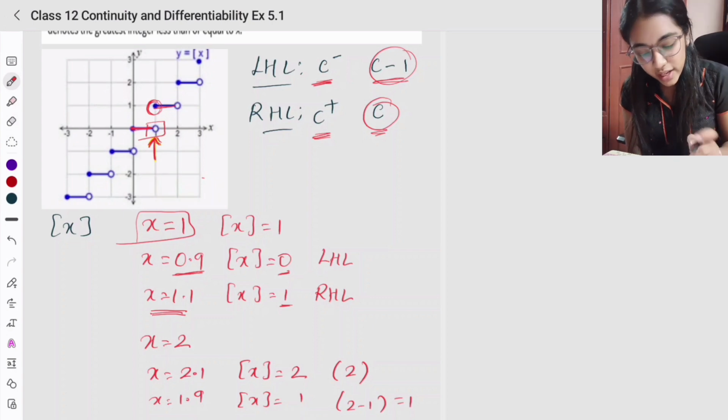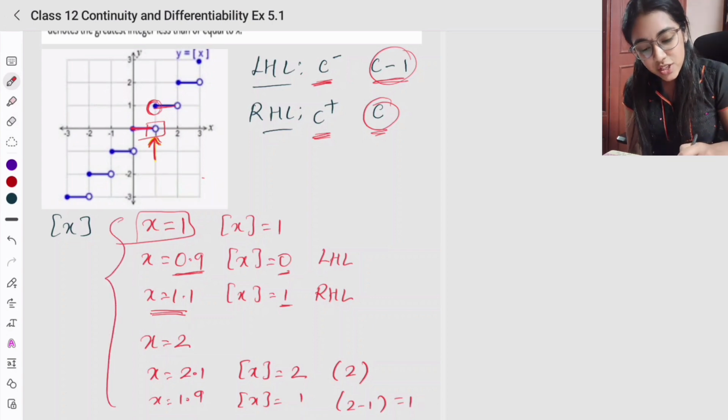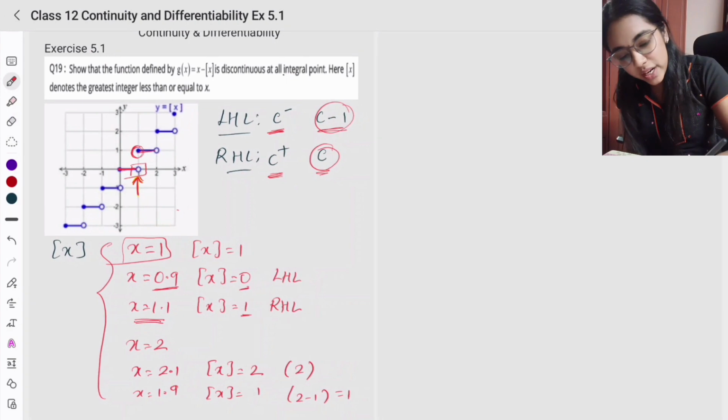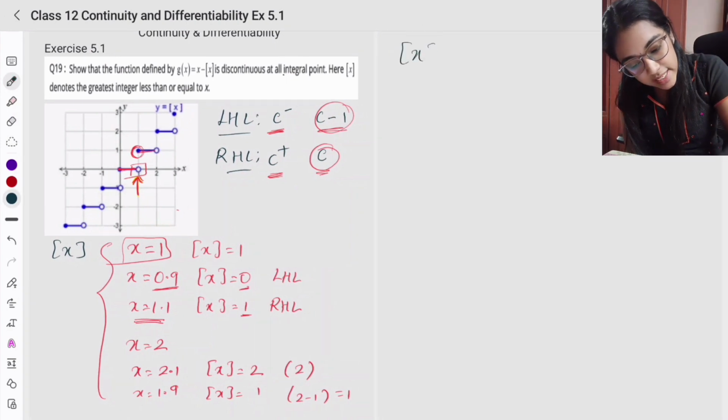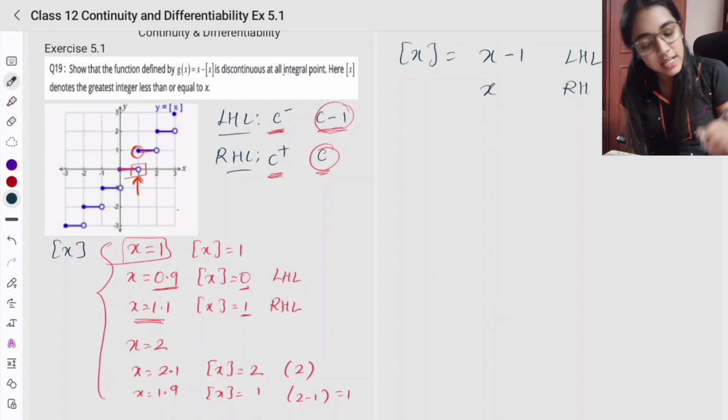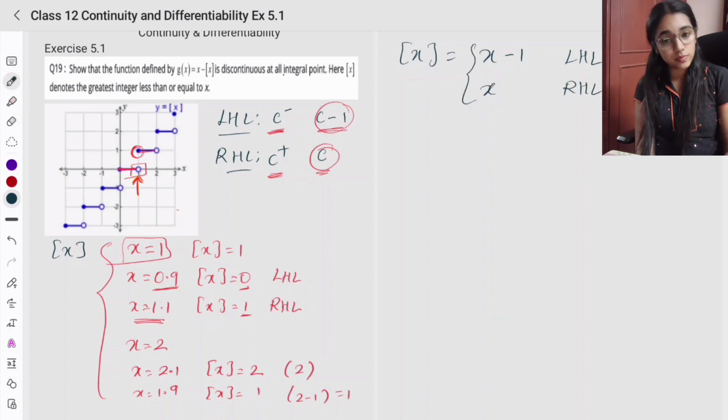This, how do you write in general? This is all written in numbers. General ah எழுதணும்னா எப்படி எழுதணும்? You'll write it as your greatest integer function is going to be simply x minus 1 when it is a left hand limit, and it is simply going to be x when it is a right hand limit. Okay, so இந்த மாதிரி தான் எழுதணும்.